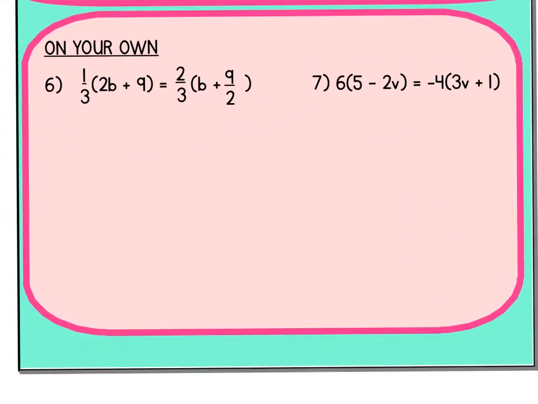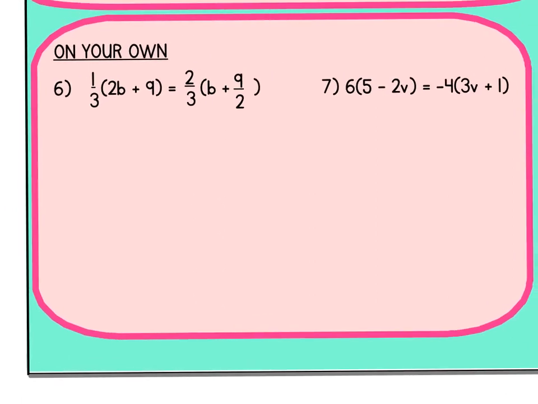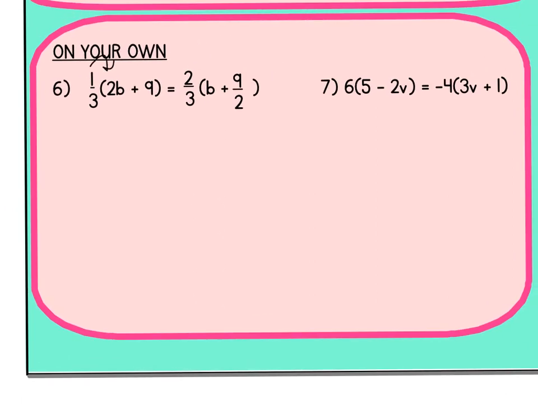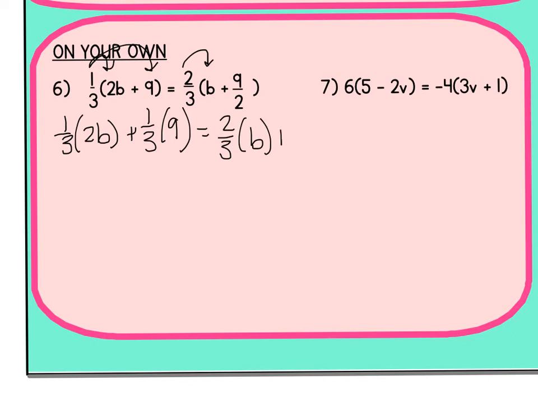So now we come down here, we have 1/3 of 2b. So the 1/3 has to shake hands with the 2b, plus the 1/3 has to shake hands with the 9, equals, now the 2/3 has to shake hands with the b, plus the 2/3 has to shake hands with the 9/2. So we're going to make everything that's not a fraction one, and we'll go through and we'll reduce.